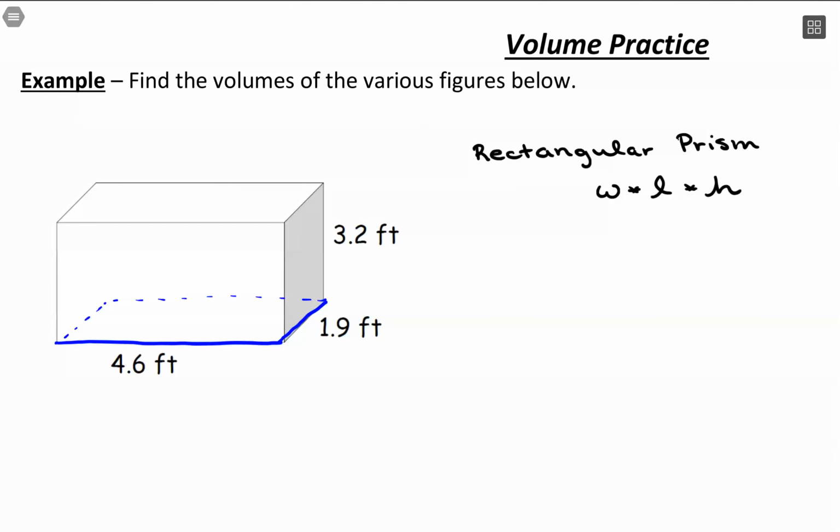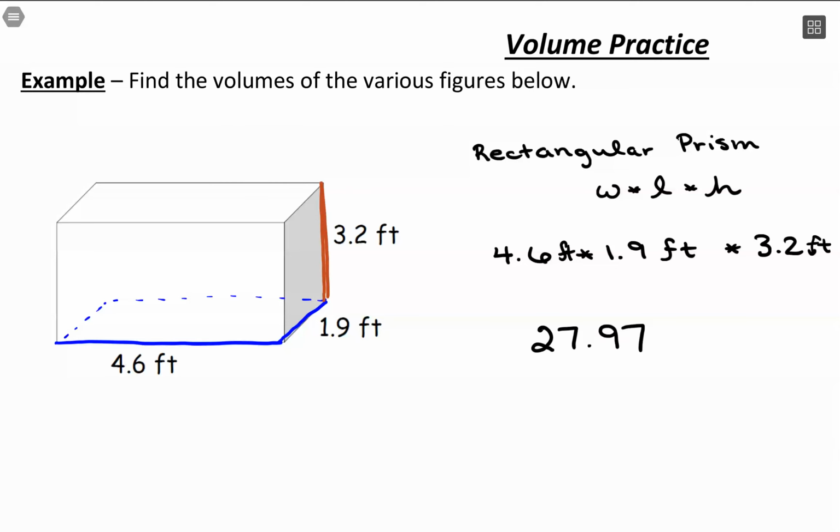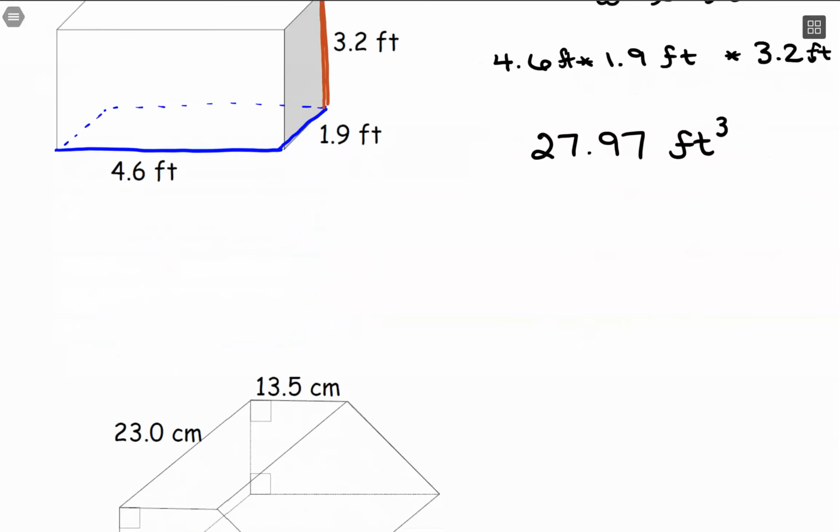And then for height, we want to think about repeating that shape, and it's going to repeat up 3.2 feet. So what we'll have here is 4.6 feet times 1.9 feet times 3.2 feet. So for numerical value, just multiply the numbers, and that should be 27.97. And then for units, we'll have feet cubed. So that's the volume of our rectangular prism.